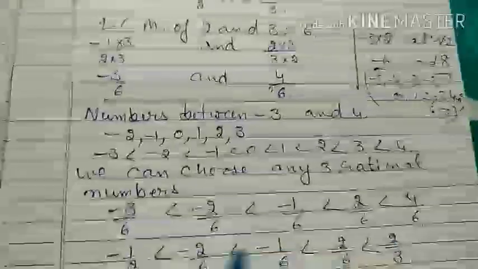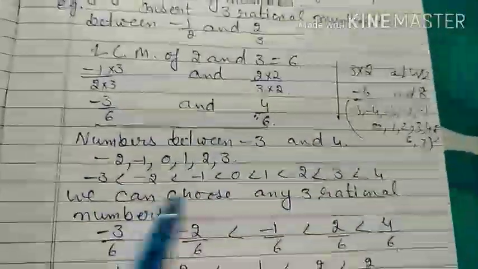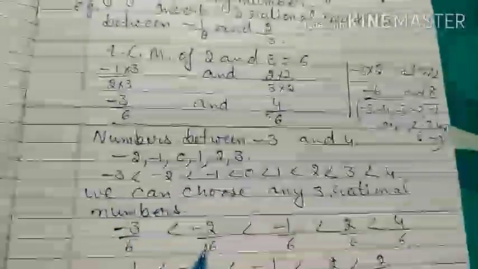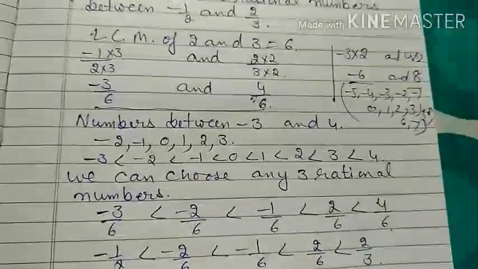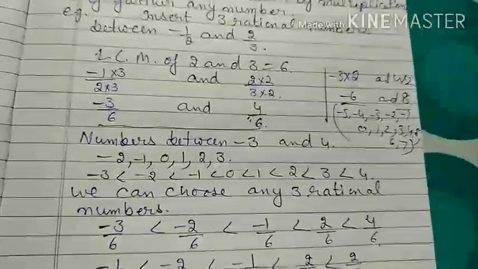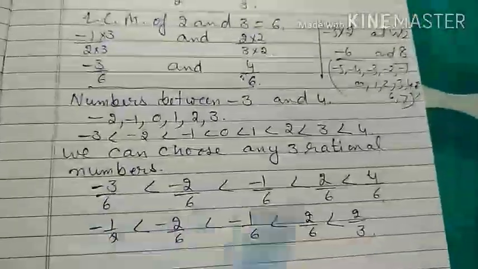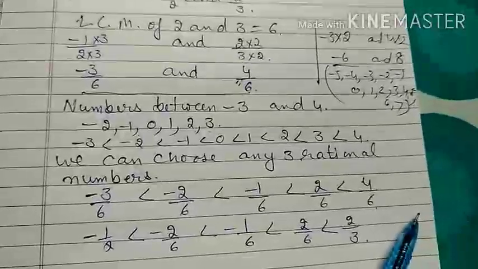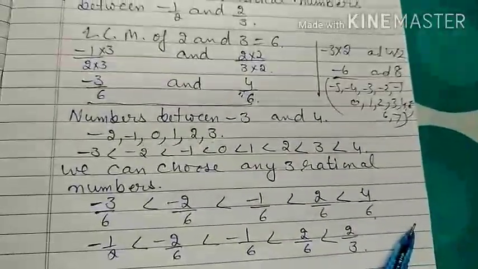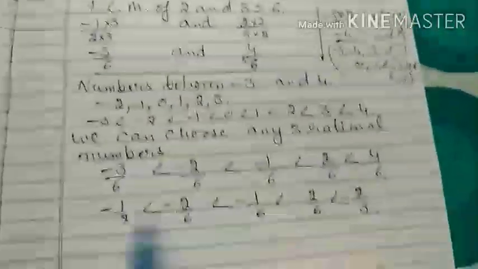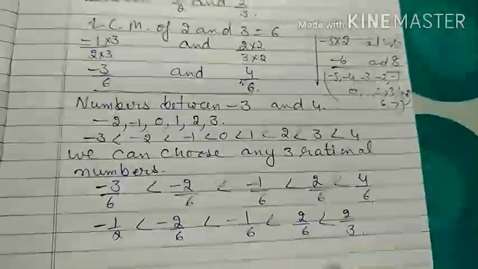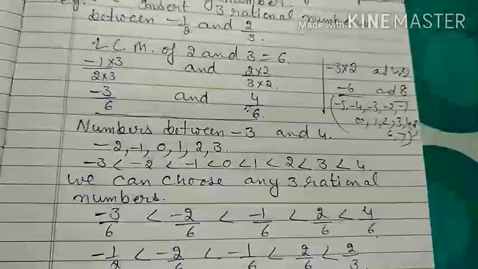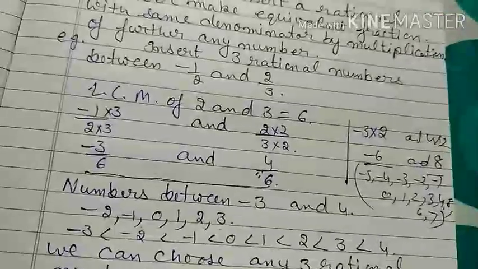So here my condition was to find 3 rational numbers. When I choose any 3, minus 2, minus 1, 2, don't forget to write the denominator also, because if you forget, your answer will be wrong. Equivalent fraction means all should be in equivalent form of fraction, and the denominator should be the same. Minus 1 by 2, minus 2 by 6, minus 1 by 6, 2 by 6, and 2 by 3. Next is your word problems.